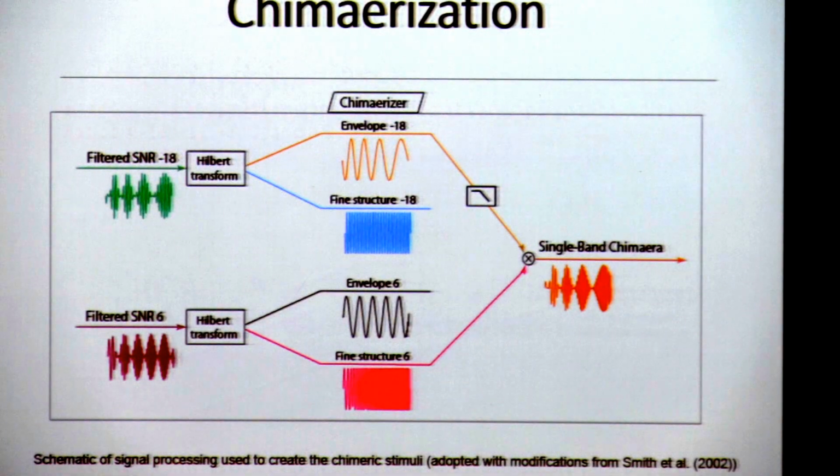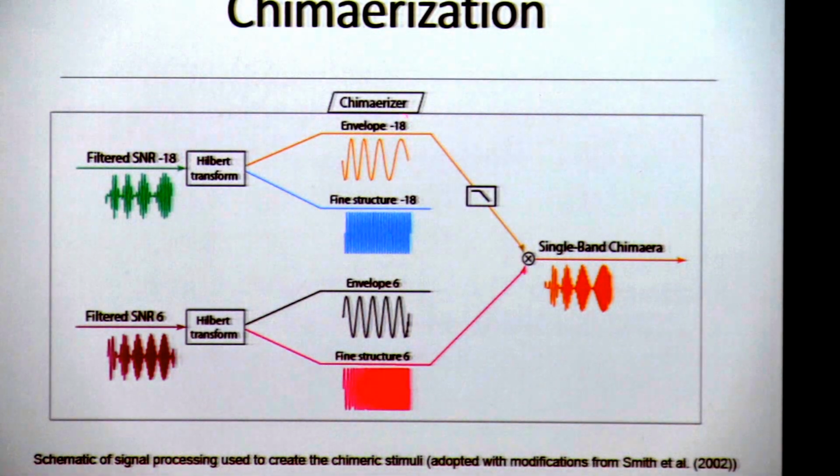As you can see, you have 2 separate sentences. These are the exact same sentences, just at different signal-to-noise ratios. Each sentence went through a Hilbert transform, which is just a mathematical formula used in signal processing to break the signal down into its acoustic components. After that, we were left with the temporal fine structure and the envelope of each sentence. This allowed us to manipulate each component and test our variables.